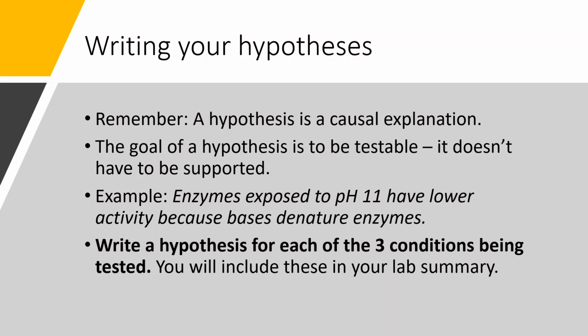So, writing out the hypotheses, remember that a hypothesis is a causal explanation, which means that the hypothesis needs to be testable, but it does not have to be supported. So for an example, one hypothesis could be enzymes exposed to pH 11 have lower activity because bases denature enzymes. This might be a true statement, it might be a false statement. You can gather data and test this statement and see if it's correct or not. So this is a good hypothesis because it is a causal explanation, it is specific and testable, and then once we gather data, we can see whether it's right or not.